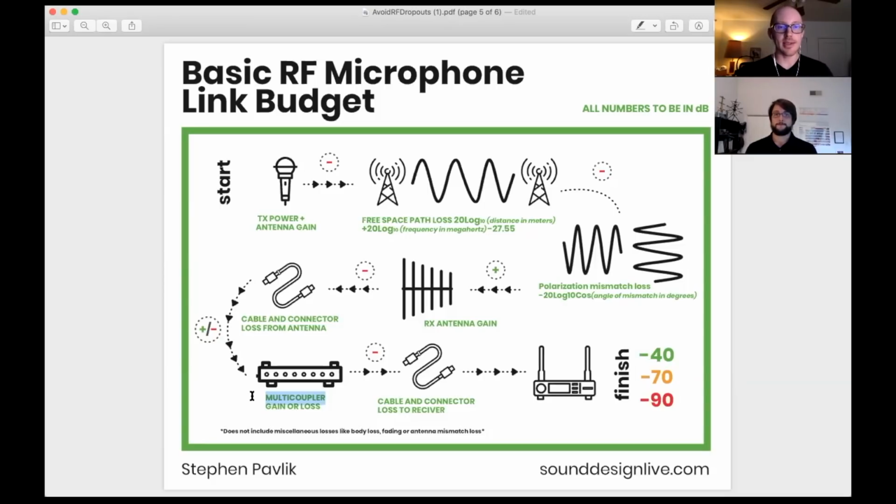Cool. And is that why I want to make sure I'm not getting minuses there? Okay, great. That's what I was going to say. Yeah, sorry, jumping in. So another potential loss here, same thing: cable loss, connector loss. We already talked about that. And then we get to the finish line here.